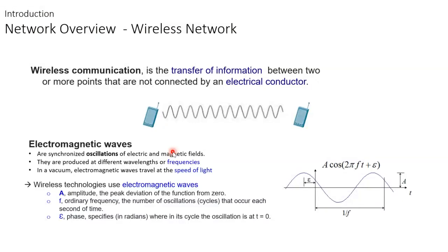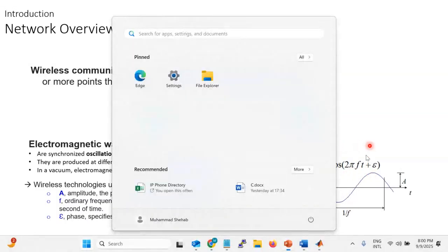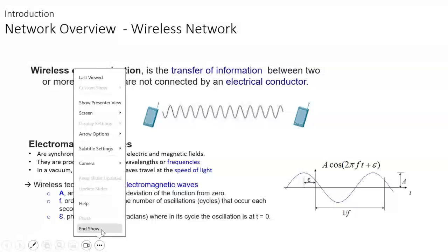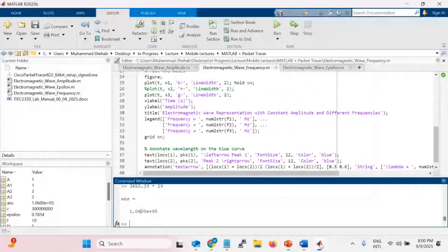So the electromagnetic waves are defined by this equation: A cosine of 2 pi f t plus epsilon. A is the amplitude of the electromagnetic wave. F is the frequency, how many cycles per second, and epsilon is the phase. So these are the three characteristics of the electromagnetic wave. I will show you now a MATLAB file that shows you the difference between electromagnetic waves having different amplitude, different frequency, and different phase. Let us start.